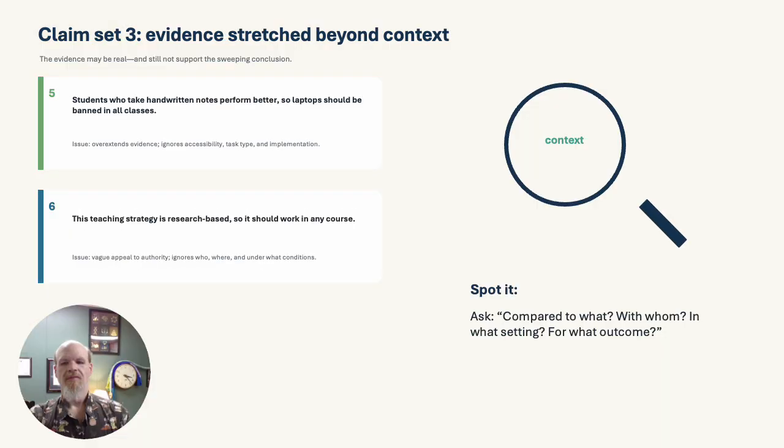Okay, so those first 4 claims that we looked at really had no evidence to support them. They sounded good, sounded probably passable for a newspaper article, they sounded probably passable for a blog, but there's no evidence behind them. Now let's look at evidence that's sort of stretched out beyond what it would actually support us saying. Students who take handwritten notes perform better, so laptops should be banned in all classes.